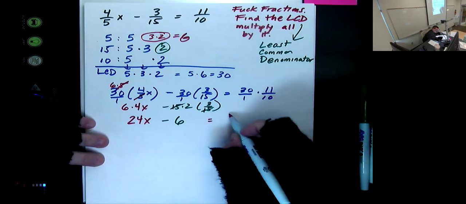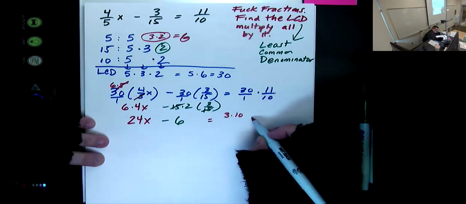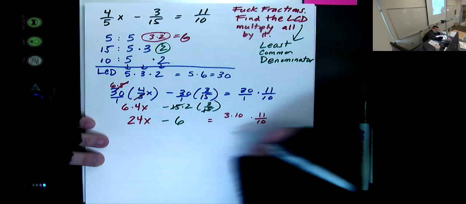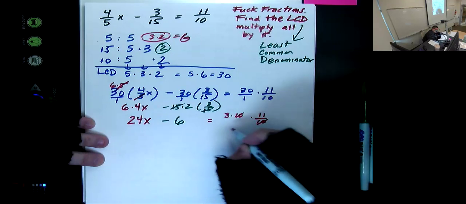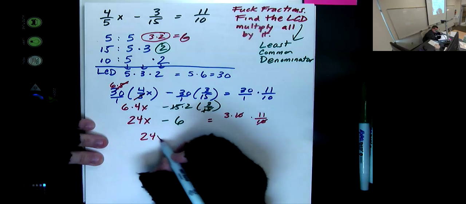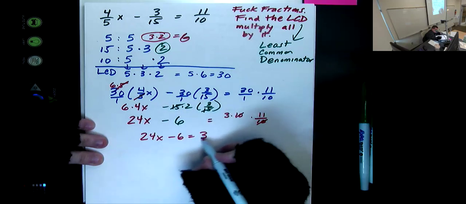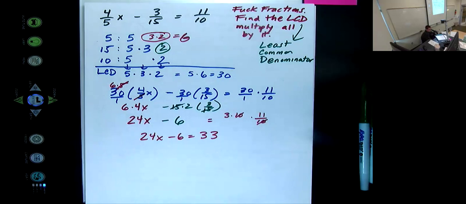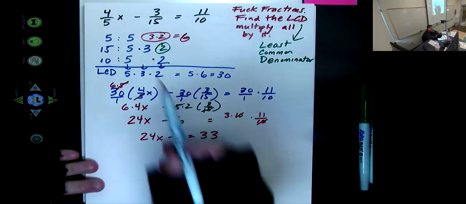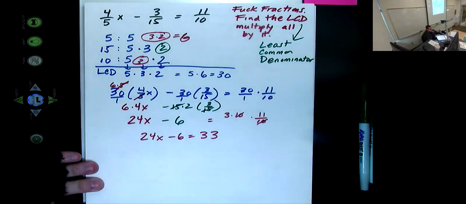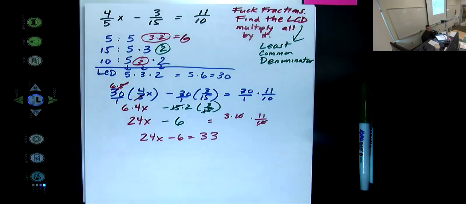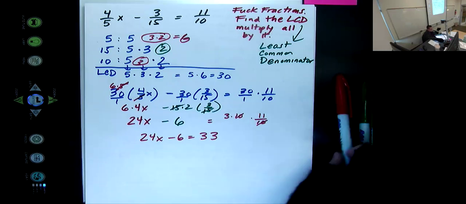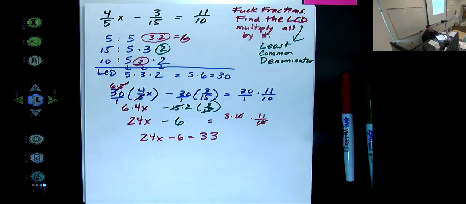On the right side, 30 is 3 times 10. And the 10s cancel, and we're left with 3 times 11 is 33. And that's the gap right here. I took the 3 and multiplied it by the 11, I'd have 33. Now we made this a lot easier. There's no more fractions. This is just a basic equation.